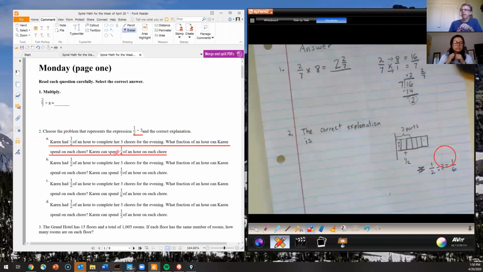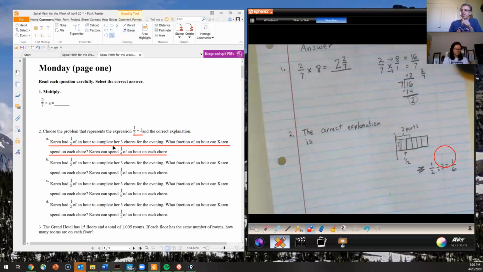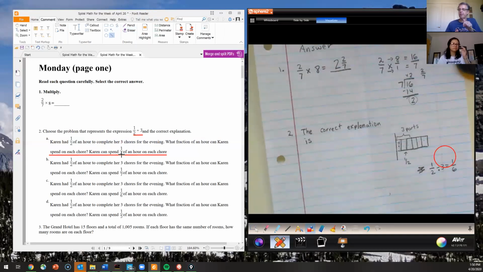Let's take a look at the next part here. I was trying to erase out of there, but I can't, so I'll just move on. All right, let's take a look at B. Karen had half of an hour to complete. I'm trying to erase that last little bit.